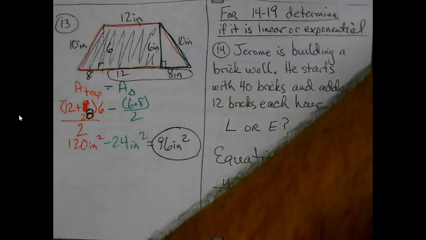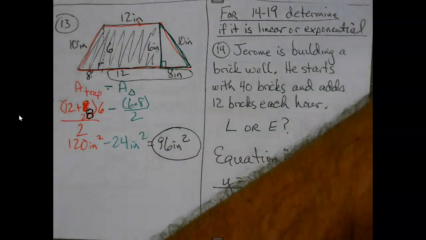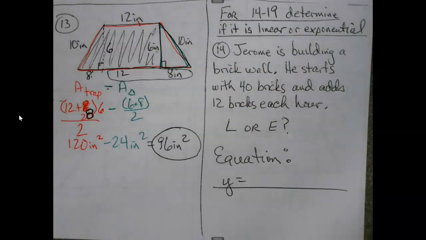All right, last portion. Let me do a little fast forward in here. So we got good old Jerome here. He's building a brick wall. He starts with 40 bricks and adds 12 bricks each hour. Uh-oh, linear or exponential? Quick rewind.